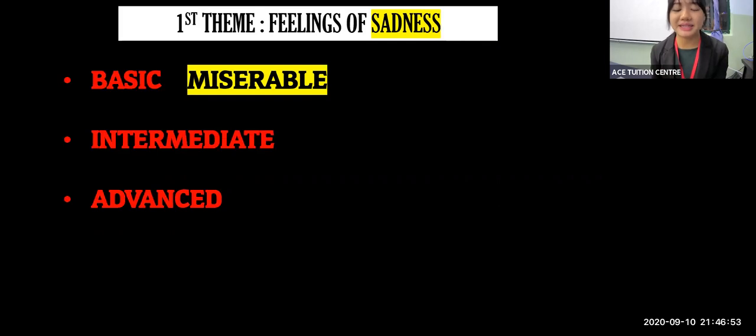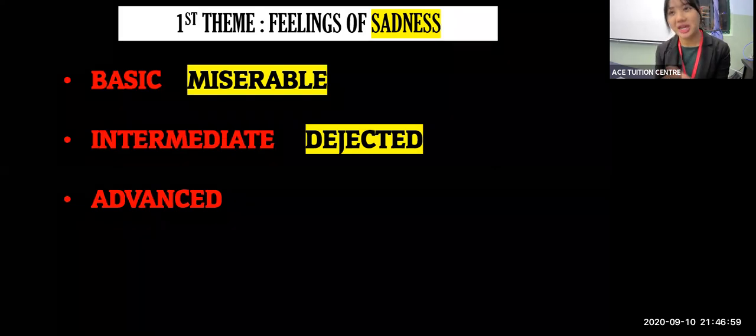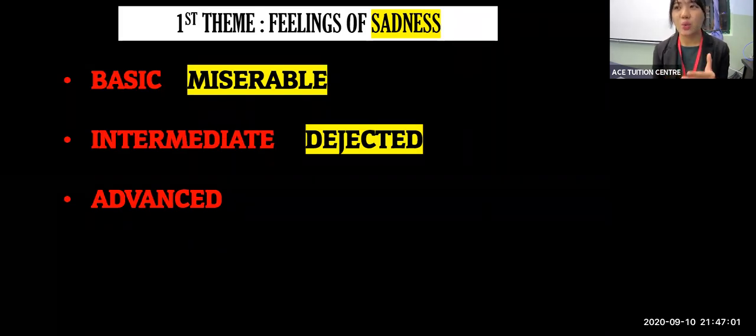Moving on, the intermediate level, you could use dejected. I felt dejected when I failed my English. I felt dejected when he rejected me. So rejection is something that makes you kind of sad, you know, when you pass someone a flyer and they reject you, like, oh, no, it's fine. You feel kind of dejected. So this is the intermediate level.